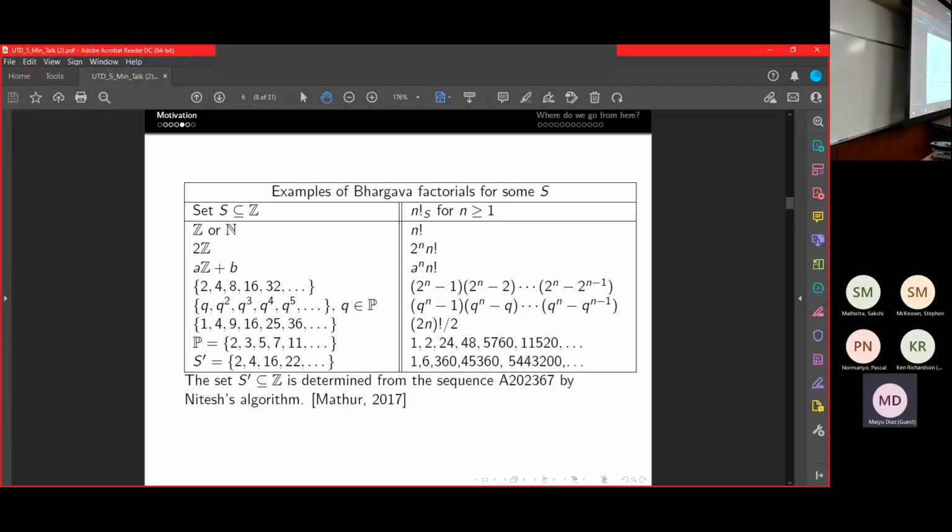I get the Bhargava factorial associated with that. Powers of q, I get these terms. And then I can look at other interesting sets as well. If I wanted to look at the Bhargava factorial associated with the squares, 1, 4, 9, 16, it is going to be (2n)! divided by 2^n. And if I look at the set of primes, I get this interesting sequence associated with the Bhargava factorial, and the same with the set S prime. And S prime is a set determined from an associated sequence from Tesch's algorithm.